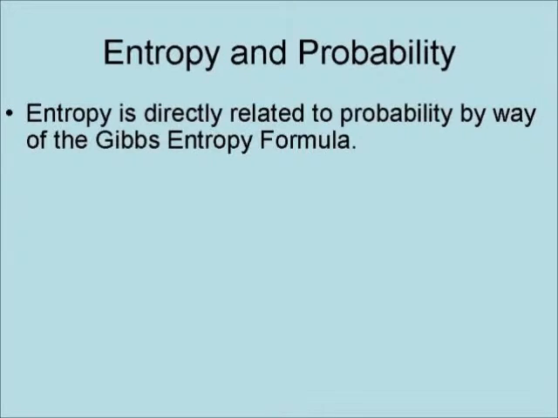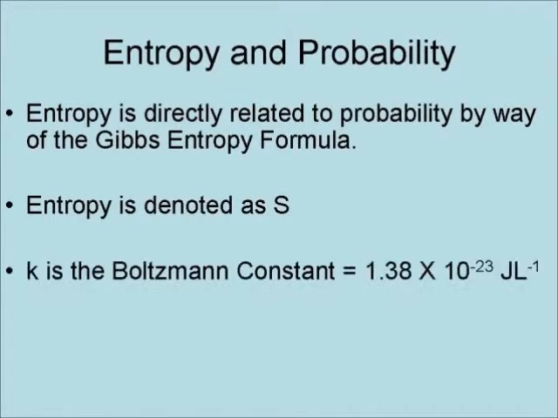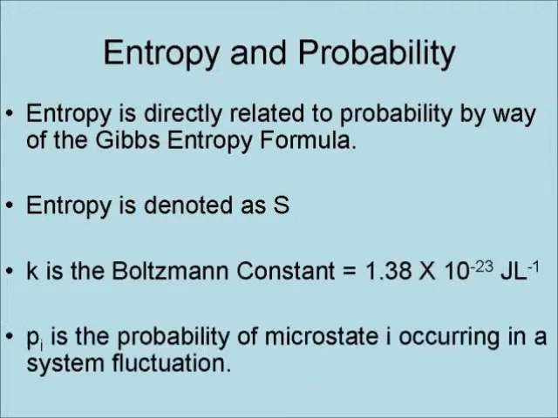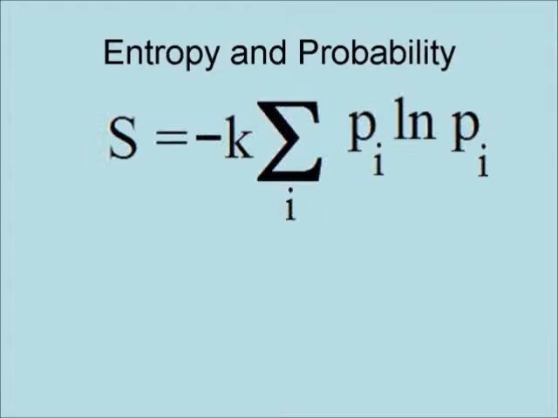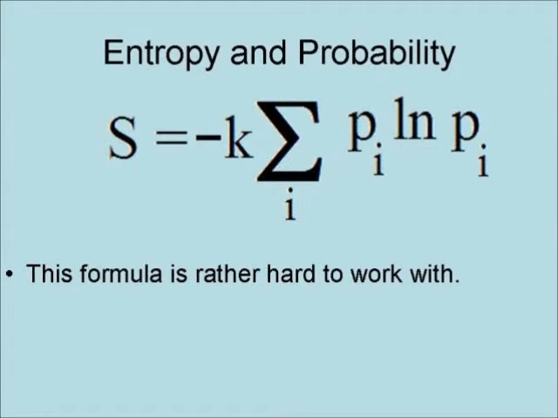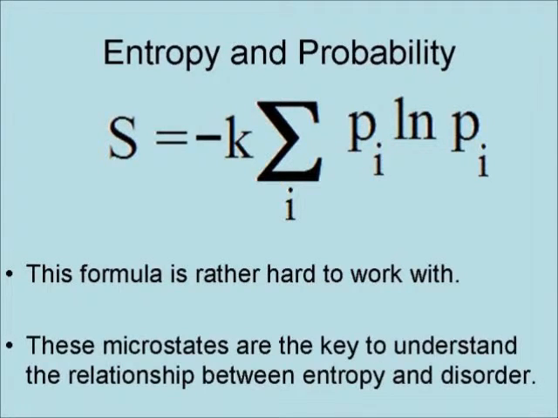Entropy is directly related to probability by way of the Gibbs entropy formula. In this formula, entropy is denoted as S, k is the Boltzmann constant, and p sub i is the probability of microstate i occurring in a system fluctuation. The actual formula is S equals minus k times the summation of p sub i times the natural logarithm of p sub i. The big problem with this formula is that it is rather hard to work with. However, these microstates are the key to understanding the relationship between entropy and disorder.